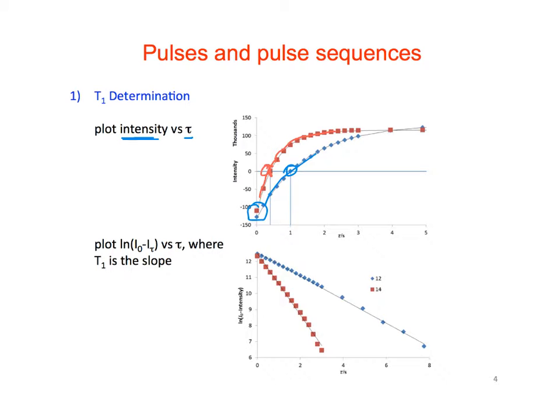Another way to do this then is to take that data and plot the log of, this I0 is the maximum intensity.